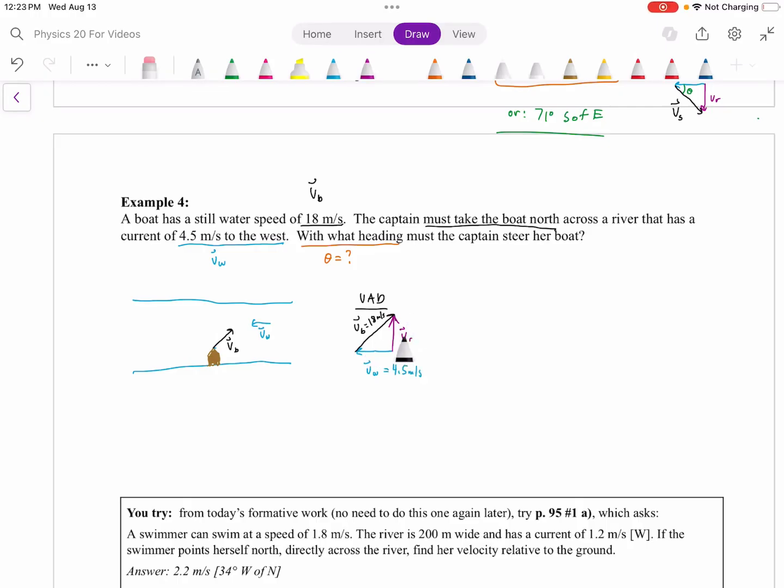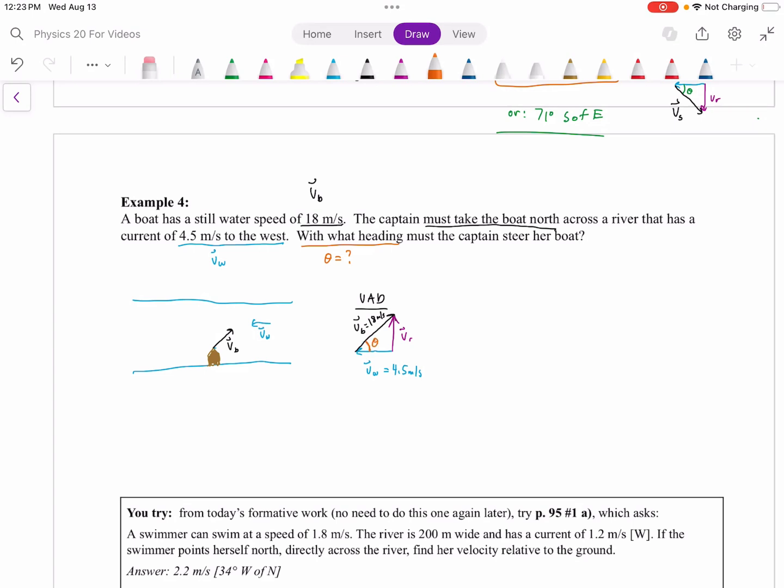If we wanted to find this actual velocity, we could with the Pythagorean theorem. We would say 4.5 squared plus VR squared has to equal 18 squared, because that's our hypotenuse, and then solve for VR. But in this case, we actually don't even want to find that velocity. We just want to find the direction. Which way does she need to aim?